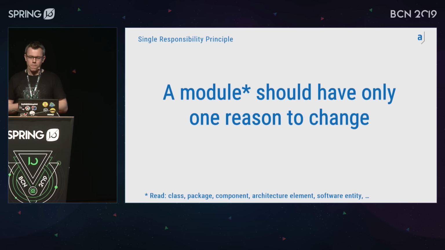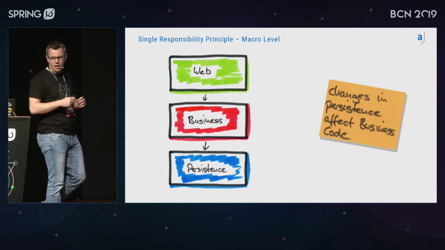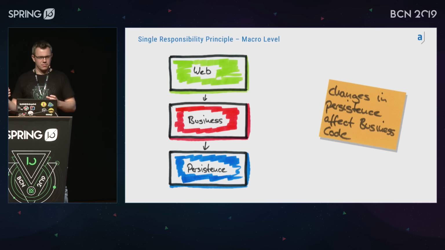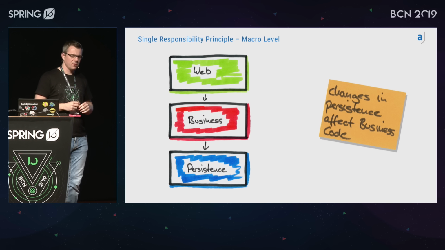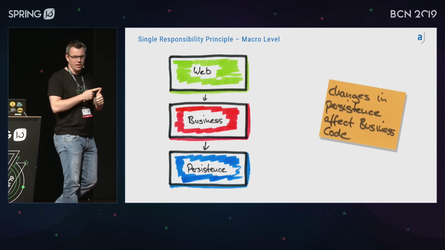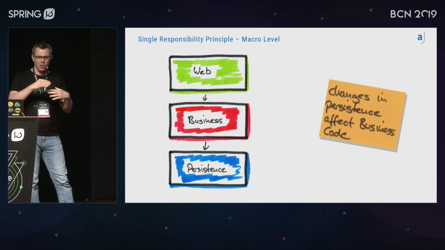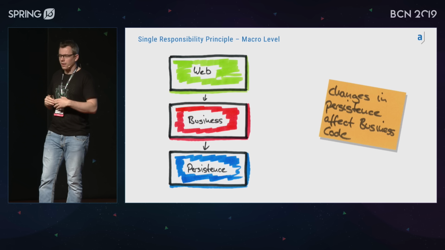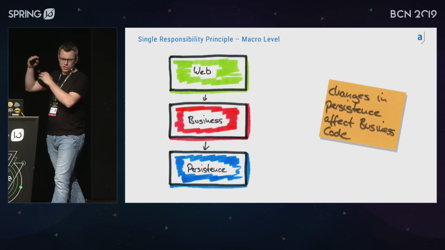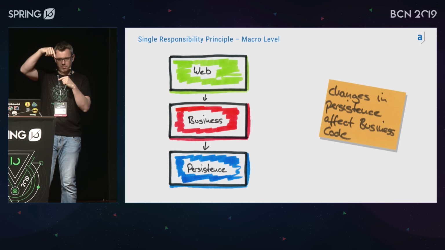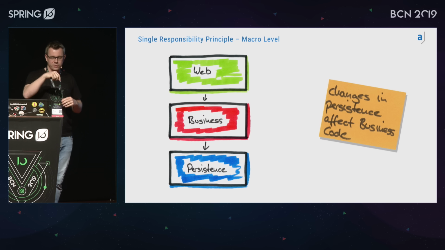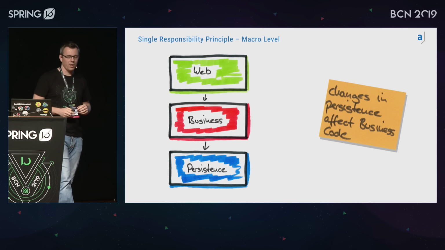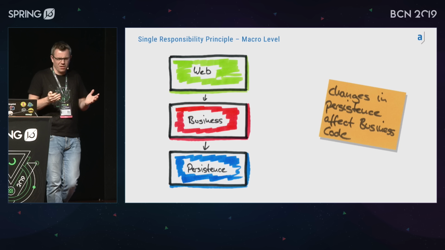So what does single responsibility mean on a macro level, on an architecture level? If we look at the layered architecture, our business layer or domain layer has one reason to change that it shouldn't have, and that's the persistence layer below. If we change something in the persistence layer, the bottommost layer, there is a certain possibility that we have to change things in the business layer too, because the dependency points downwards. So changes in persistence may affect business code, which we don't really want.